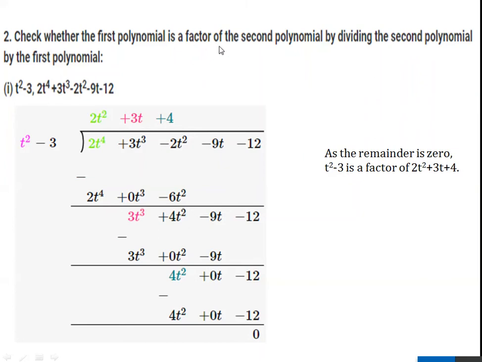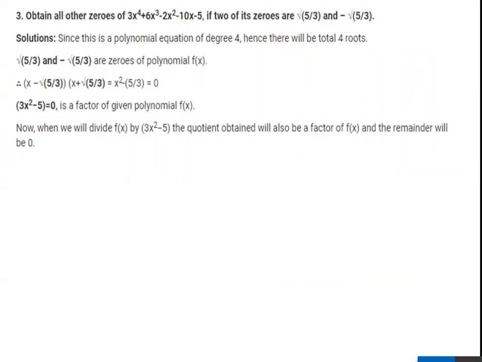So what is the condition for the first polynomial to be a factor of the second polynomial? If a polynomial is a factor of another polynomial, when you divide both the polynomials, you will get the remainder as 0. Clear? If the remainder is 0, the divisor is a factor of the dividend. That is the condition of factors. Next one.